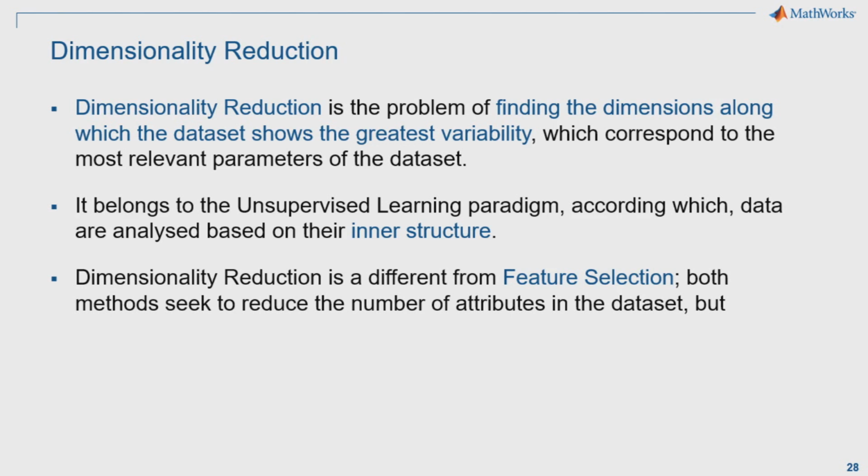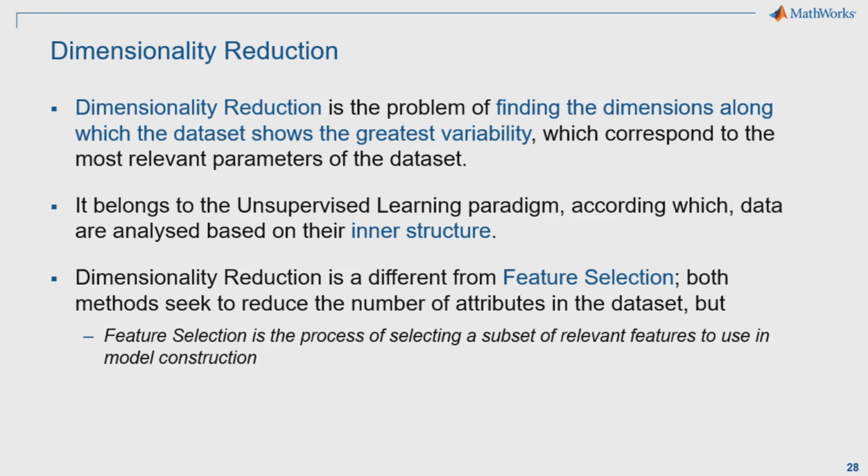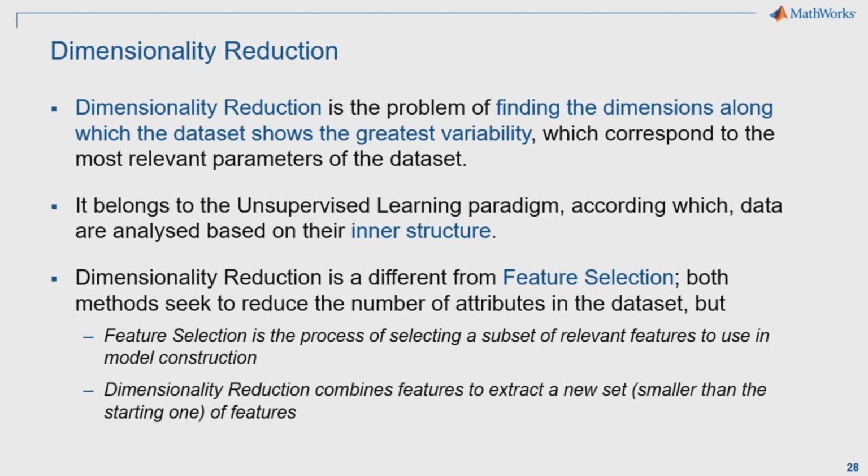In fact, even though both methods seek to reduce the number of attributes in the dataset, feature selection is just the process of selecting a subset of these features and the other ones are discarded, while dimensionality reduction combines all the features that we have extracted from our dataset and we try to combine them. Then we reduce this combination. So it's not exactly the same thing. Feature selection just takes some of them. Dimensionality reduction takes some of them but combined together, which is more powerful sometimes.